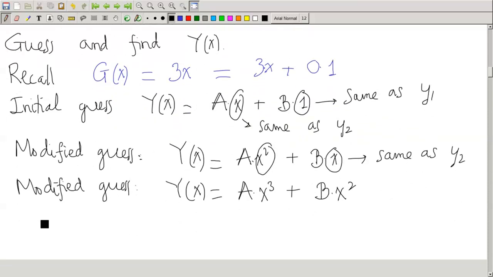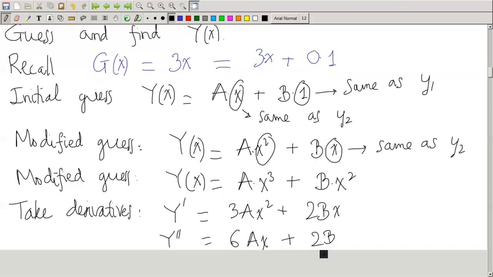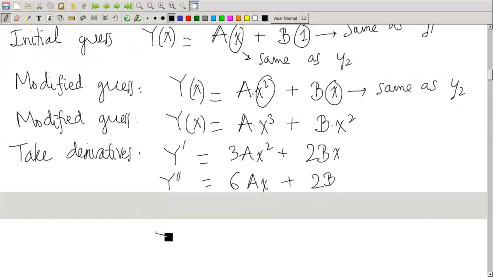So once we know this, we need to take the derivative. This will be a little bit longer because we have more derivatives to do. The first derivative is 3ax squared plus 2bx. The second derivative is 6ax plus 2b. And then the third derivative as well, we have 6a.